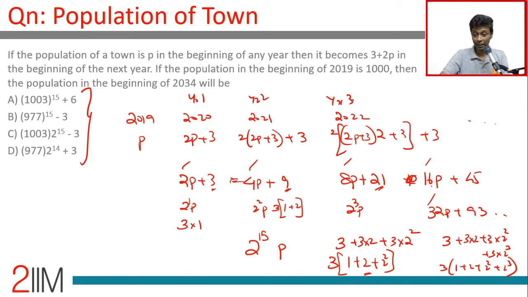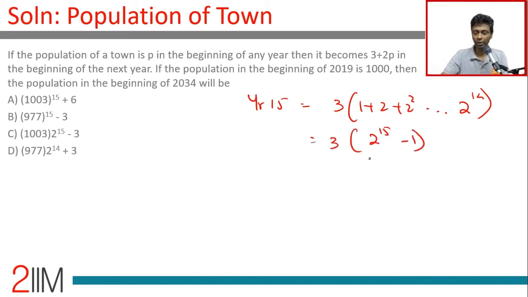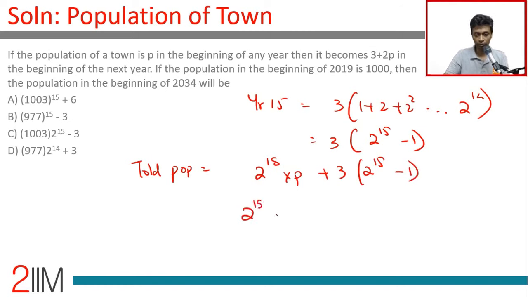Think about this. In year 3, there are 3 terms, 1 plus 2 plus 2 square. In year 15, there will be 15 terms, 3 into 1 plus 2 plus 2 square, all the way till 2 power 14. This we know, it is 3 into (2 power 15 minus 1) by (2 minus 1), which is nothing. Or the total population would be 2 power 15 into p plus 3 into (2 power 15 minus 1). Or 2 power 15 into p plus 3 minus 3. P is 1000. So 2 power 15 into 1003 minus 3.